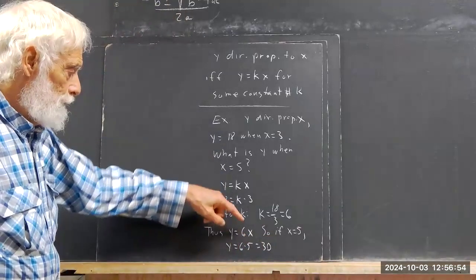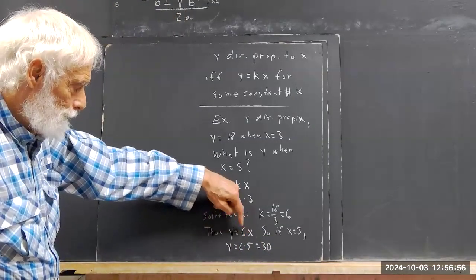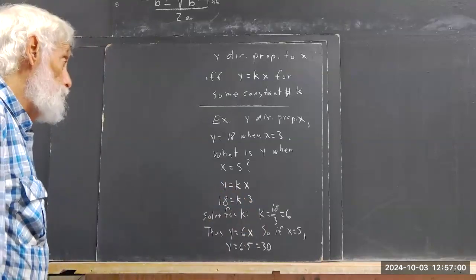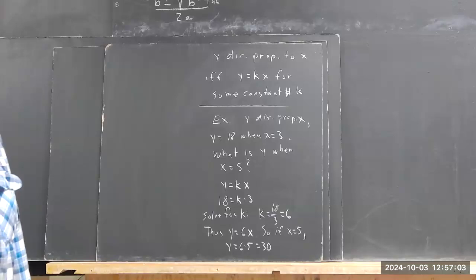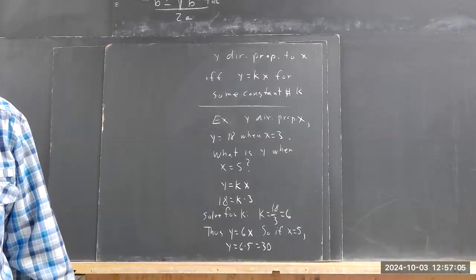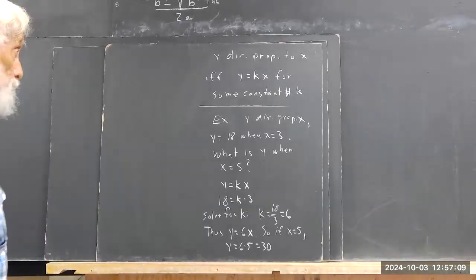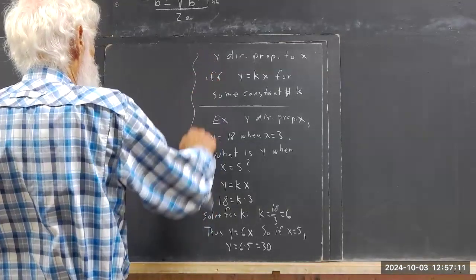X is 5. You replace x by 5, so 6x is going to become 6 times 5. That's your y value. It's going to be 30. Pretty simple, right? But you want to follow the steps when you get into other proportionalities.